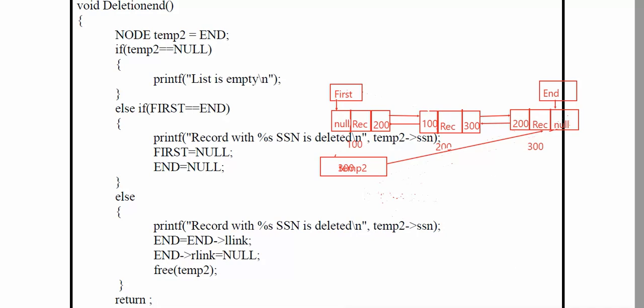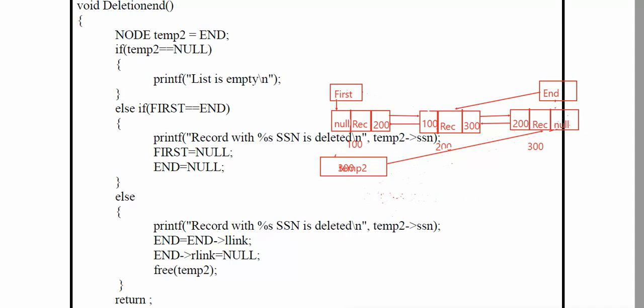That means I am going to create a link between the end node and the previous node to the end. Now we have made end equal to end link, so this becomes the end now for us. There is no link between these two. Now end is pointing to this node, and the R link of this node is this 300. That means there was a forward connection between this previous node and the last node.